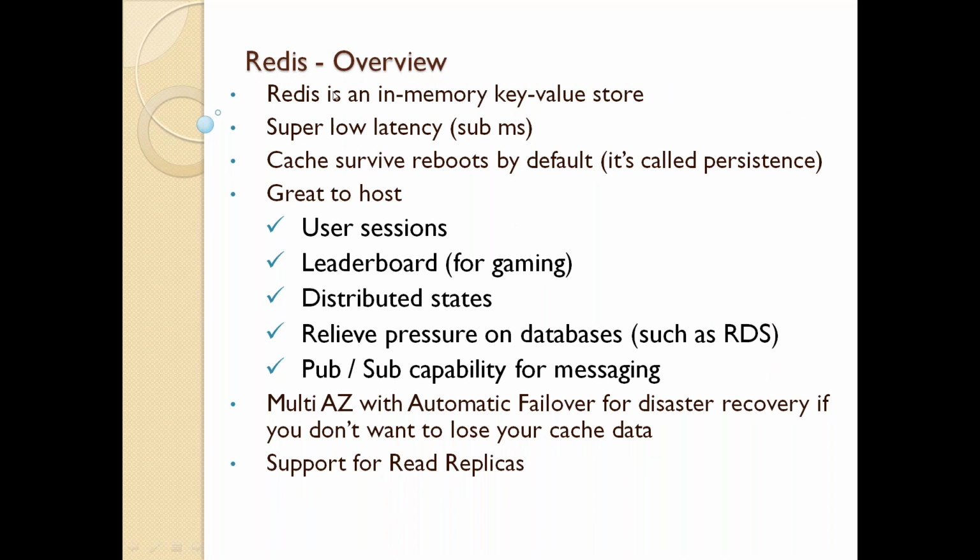Now you have two products for your ElastiCache. One is Redis, another is Memcached. Redis is an in-memory key value store. It's super low latency. Very important, it is a persistent in-memory store database, so the cache can survive any reboots. So it's great to host user sessions and leaderboards for gaming.